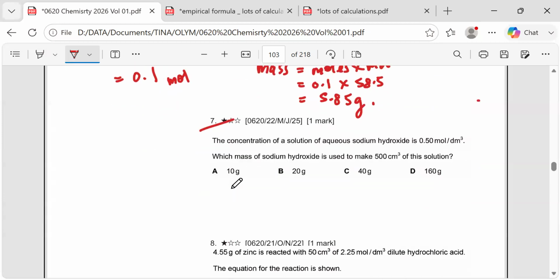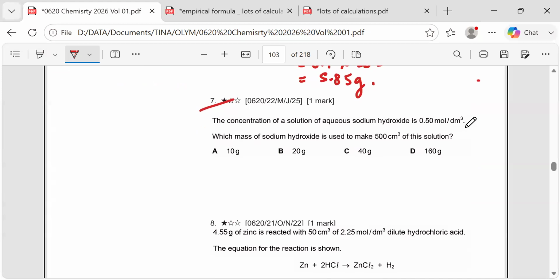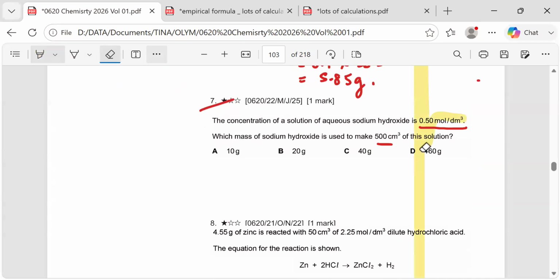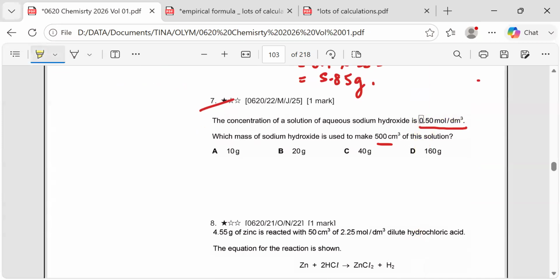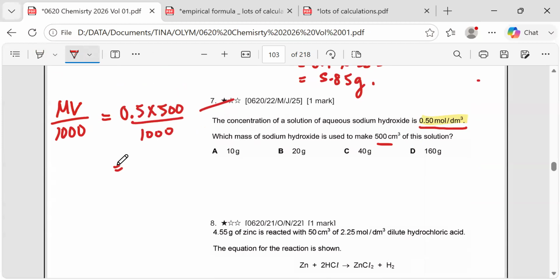Now, the concentration of the aqueous solution, 5 decimeter cube. Which mass of 500 of this solution? So again, which formula do you use? Formula 3. Because you're given mole per decimeter cube, you must use formula 3. So you use MV over 1000.